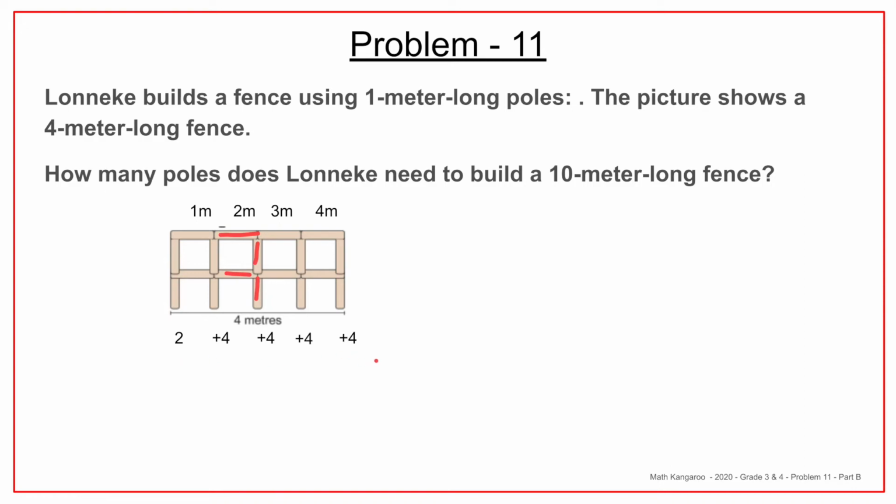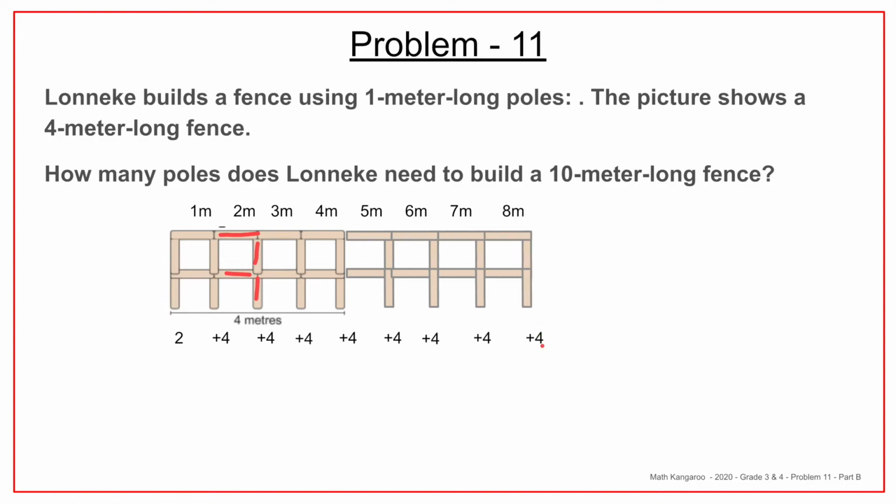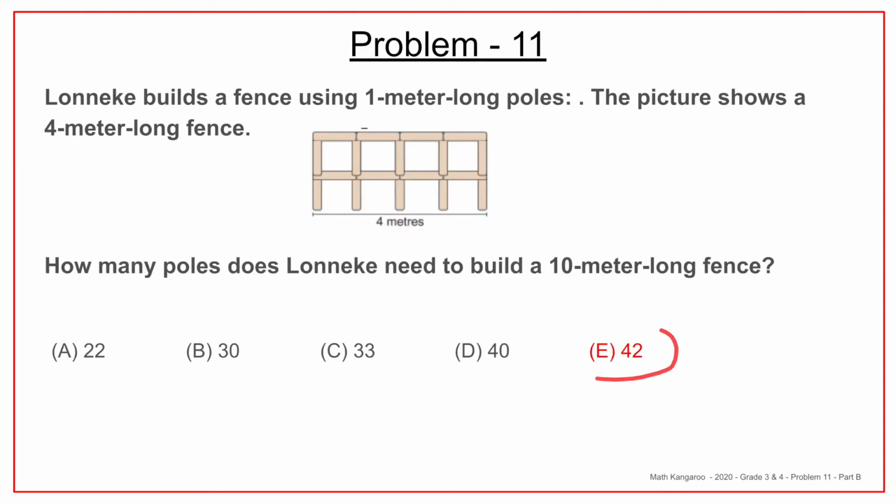Now we'll add 4 more in here for 5 meters. Then 4 more here, that becomes 6 meters, 4 more, 7 meters, 4 more, 8 meters, 9 meters, and 10 meters. So this is how we make it 10 meters. Now we add it. So we have 1, 2, 3, 4, 5, 6, 7, 8, 9, 10. We have 4 times 10, 40, plus 2, 42. So for a 10 meter long fence, we have 42 poles. That's our answer, option E.